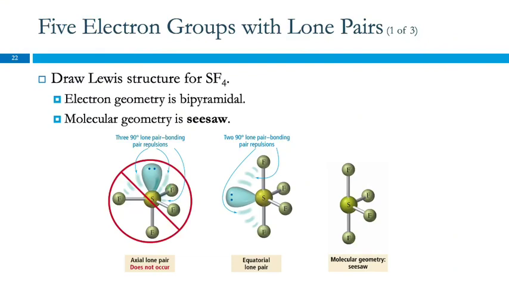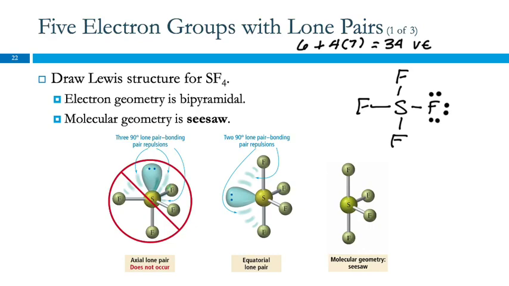Well, what about 5 electron groups with lone pairs? We have to go through all the possibilities here. Well, let's look at SF4, Lewis structure. So we start out like this, nice, 4, we can get 4 around here, this is great. And then we've got 6 valence electrons for the sulfur and 4 times 7. See, that's 28, 34. So I'm going to count 2, 4, 6, 8, 10, 12, 14, 16, 18, 20, 22, 24, 26, 28, 30, 32. I have 2 more electrons.